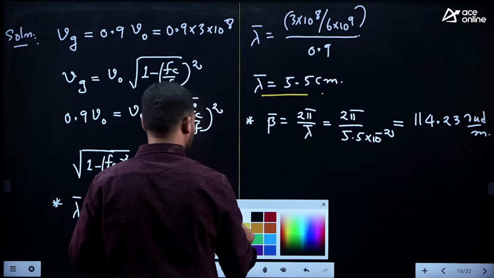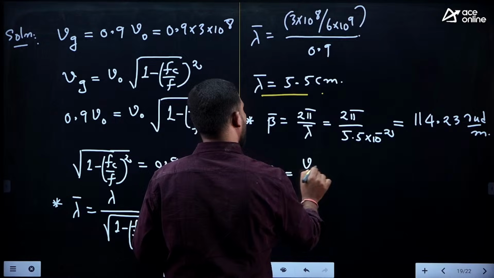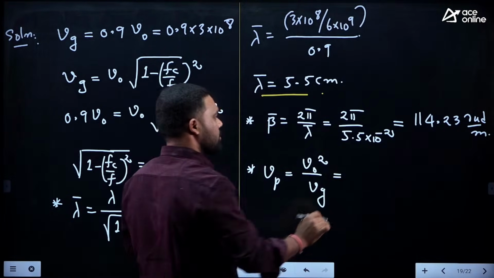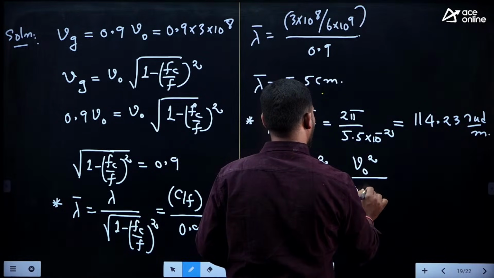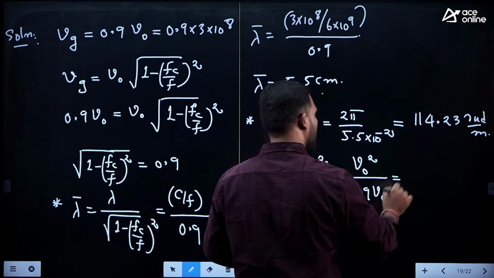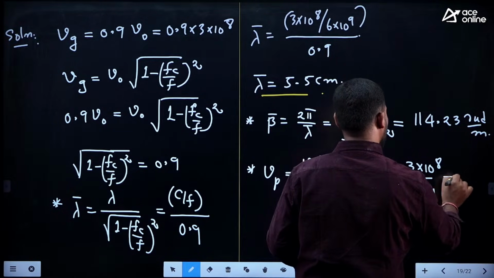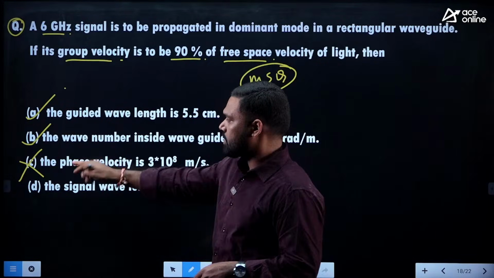What is the formula, guys? The phase velocity is equal to intrinsic velocity squared divided by group velocity. So it is V naught square divided by 0.9 into V naught, which is 3 into 10 to the power of 8 by 0.9, obviously, which is not equal to 3 into 10 to the power of 8. So option C is wrong.